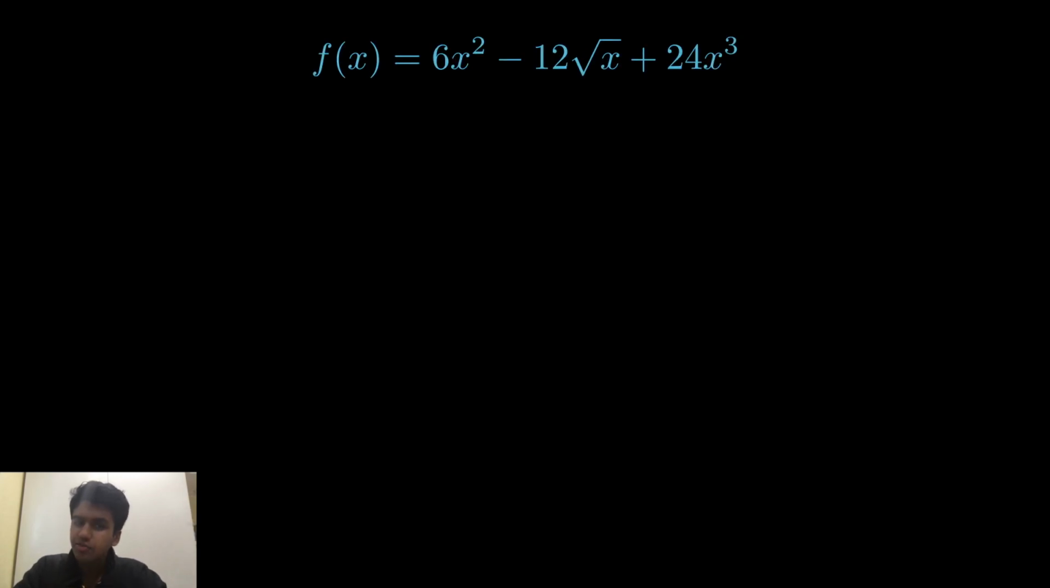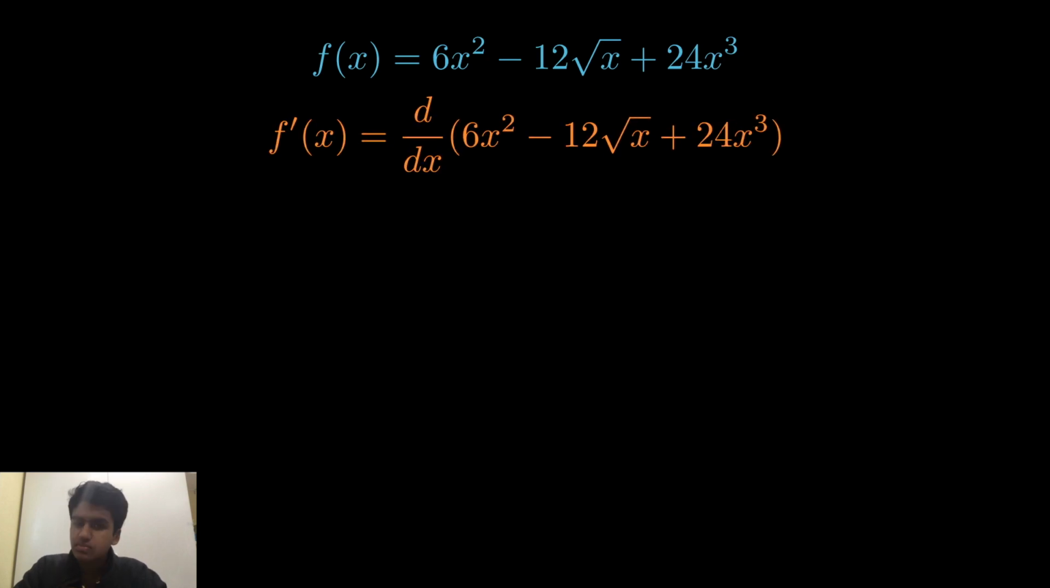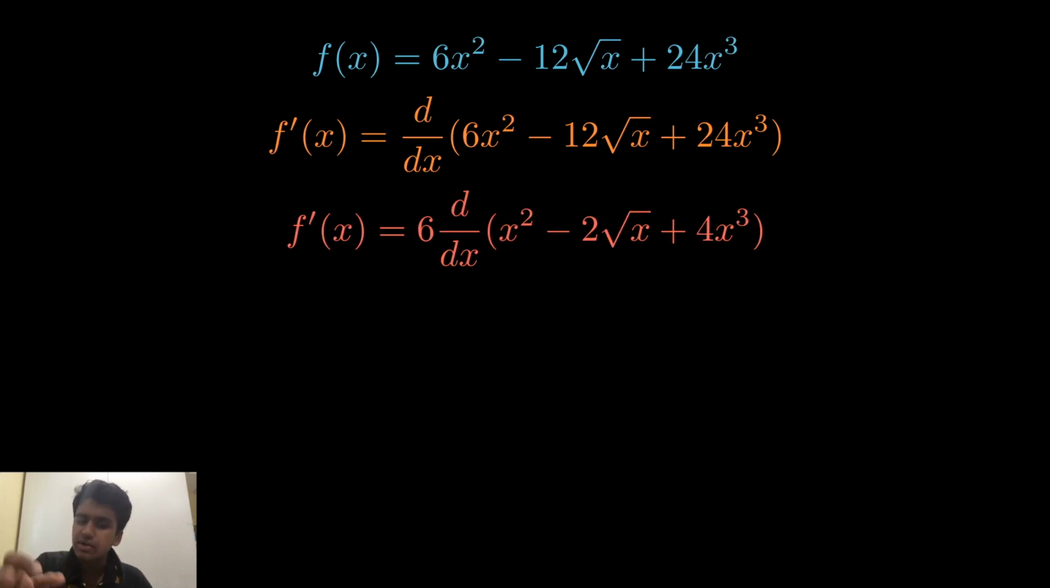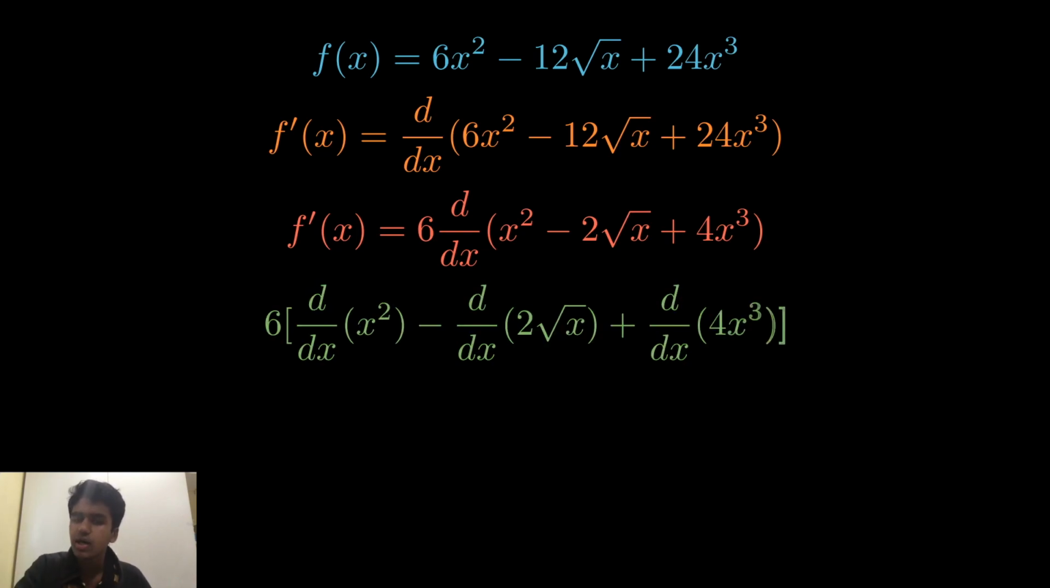Now let's differentiate 6x squared minus 12 times the square root of x plus 24x cubed. Now, I can simply jump to differentiating each term, right, separately. But first, I'm going to factor the 6 out just so I can show you the example of it. So I factor the 6 out and I get the derivative of x squared minus 2 times the square root of x plus 4x cubed. And now I split each term and differentiate each term separately, and I get 6 times 2x minus 1 over square root of x plus 12x squared.